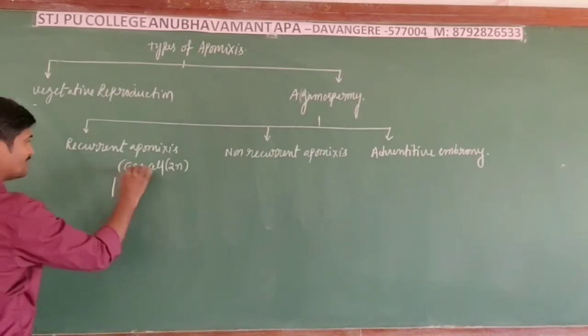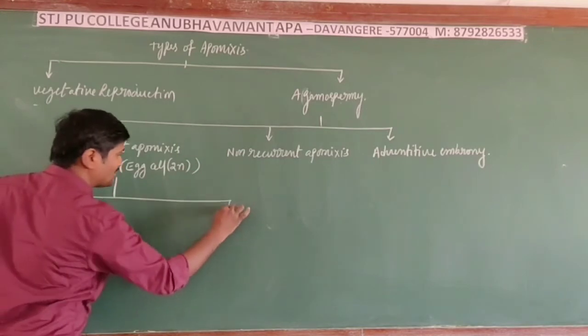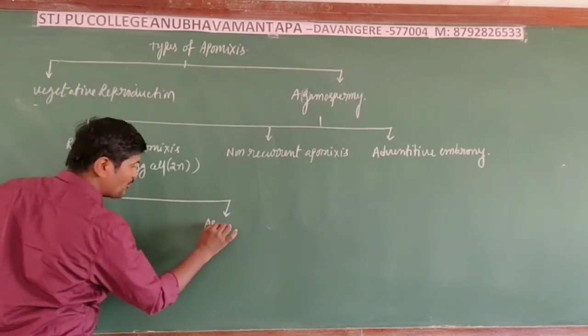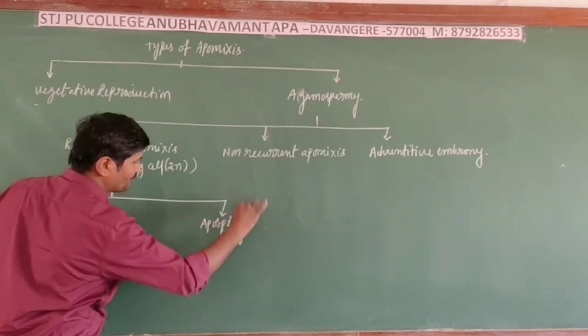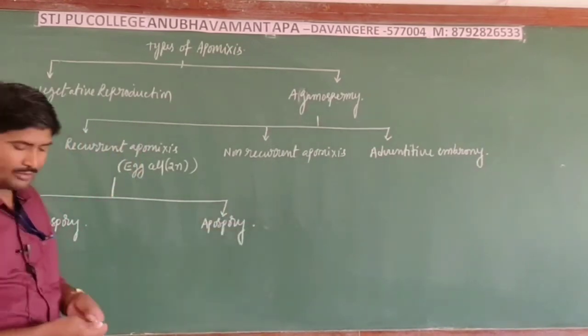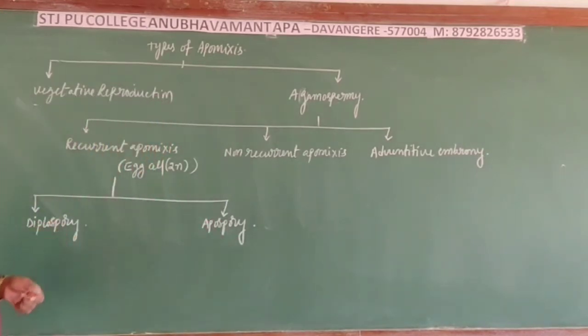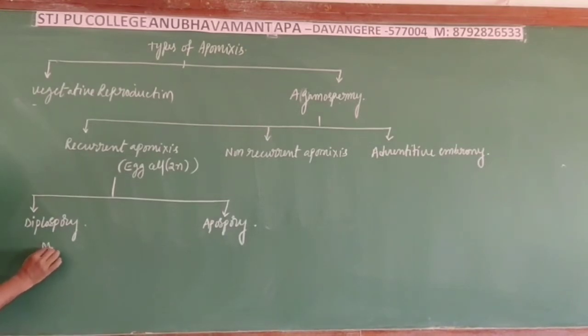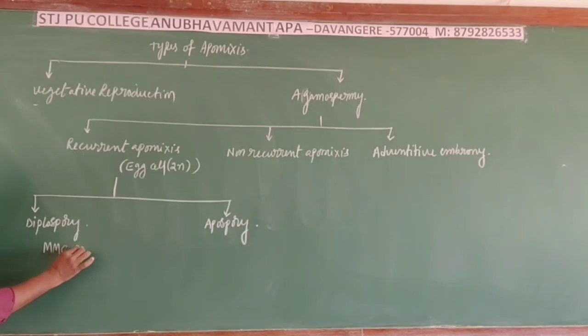And further, there are two types. One is diplospory. The second one is apospory. What is diplospory? Diplospory means the embryo or seed is developed from the diploid megaspore mother cell, 2N. The embryo is developed from the diploid megaspore mother cell.